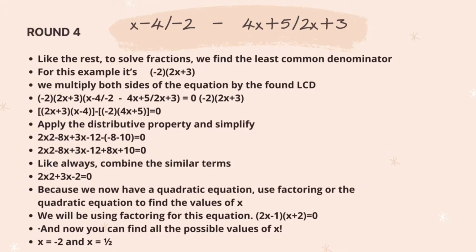Likewise, combine the similar terms. 2x squared plus 3x minus 2 equals 0. Because we now have a quadratic equation, use factoring or the quadratic formula to find the values of x. We will be using factoring for this equation. (2x minus 1) times (x plus 2) equals 0. And now you can find all the possible values of x. x is equal to negative 2 and x is equal to 1/2.